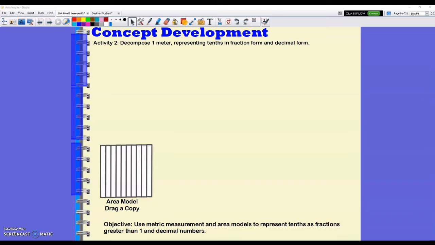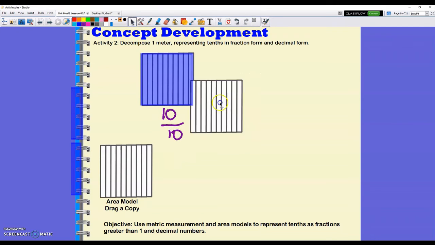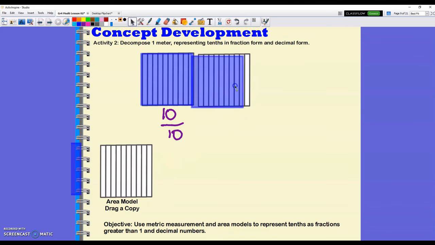Concept development, activity 2. Decompose 1 meter representing tenths in fractional form and decimal form. So here we go. We're going to take this first, pull out, and let's count the units. 1, 2, 3, 4, 5, 6, 7, 8, 9, 10. So here we have 10/10. Let's pull out another one. What do we got? Again, we have another 10/10.